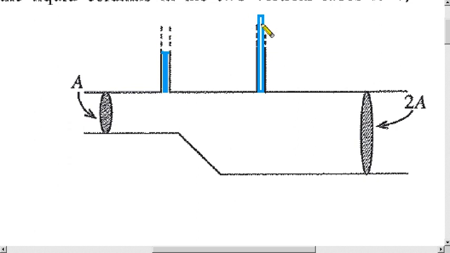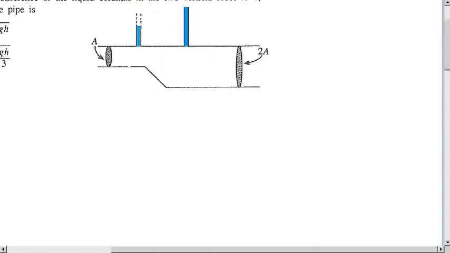So let's think the water columns are like this. The tube must be like this. This tube also, right? Okay, doesn't matter. So let's try to fill this, right?